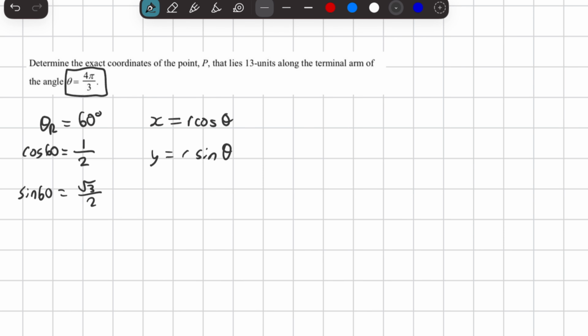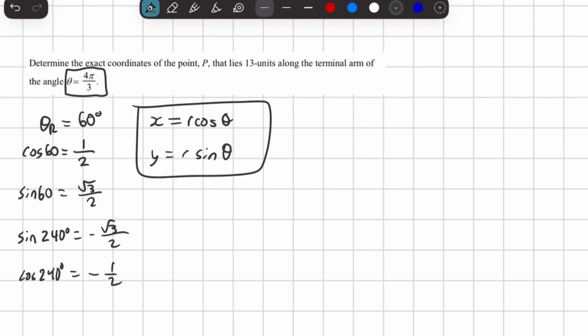degrees, but when we have our 4 pi over 3, it is in quadrant 3. And in quadrant 3, both cosine and sine are negative. So when you do sine of your 4 pi over 3, 240 degrees, you get negative square root 3 over 2. And for cosine of 240, you get negative 1 over 2. And that's important for when you're doing this step here because it makes sure you don't forget your negatives.